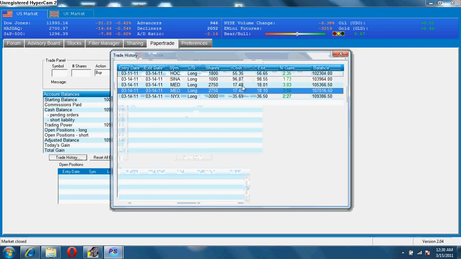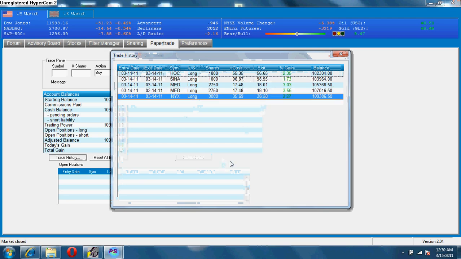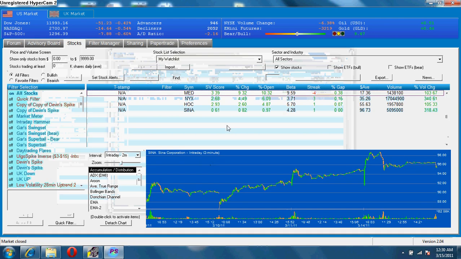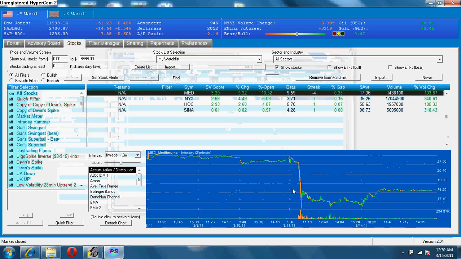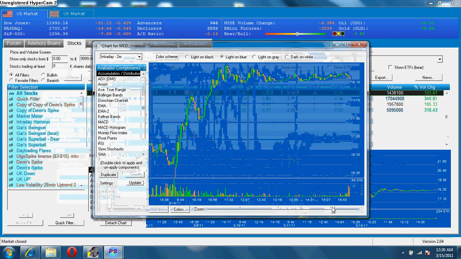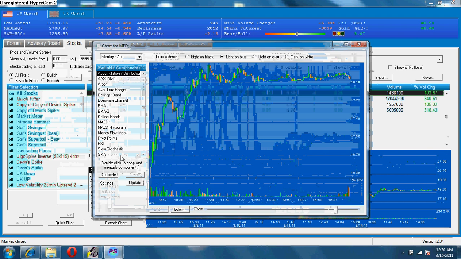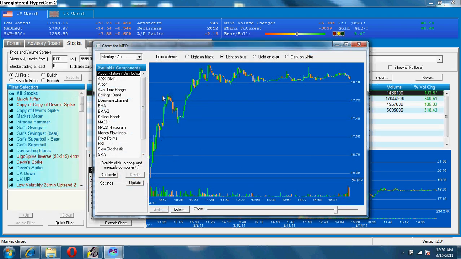My entry was $17.48. I had 2 different exit prices, $18.01 and $18.10. Let's go ahead and look. MED. So this is another good example of a Devin Spiker. Now look at this. I was watching MED for the early morning, and it hit its peak. It came off of Devin Spike right here. It got sold back down. However, once it came back up in Devin Spike and I saw this spike right here, I was able to get in at $17.48 and ride that spike.